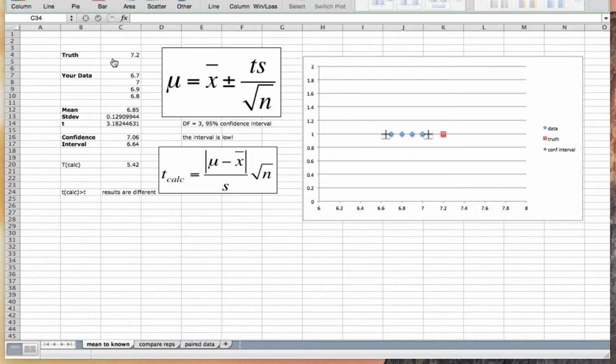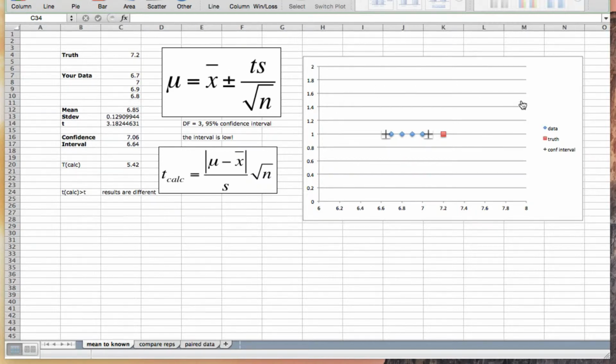Let's assume that the truth is 7.2. You purchase a known sample and it tells you that the concentration of element A is 7.2. You then go into the lab and your data indicates that the concentration is 6.7, 7, 6.9, and 6.8. And you want to know whether or not your data agrees with the truth.